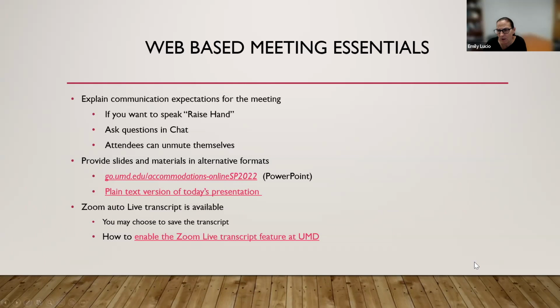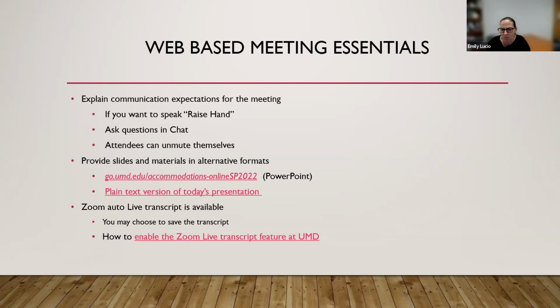When you're doing web-based meetings, you want to explain communication expectations of the meeting. If you want to speak, raise your hand. If you want to ask a question, use the chat. Attendees can unmute themselves. Those are types of things you want to establish from the beginning and let people know what sort of protocol you're working with.